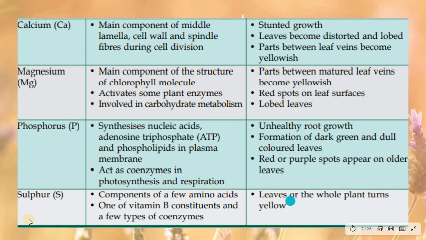Sulfur. It is a component of a few amino acids, one of the vitamin B constituents, and a few types of coenzyme. The effect of deficiency: the leaf or the whole plant turns yellow. So all of these examples of the macronutrients and the effects of deficiency you should know.